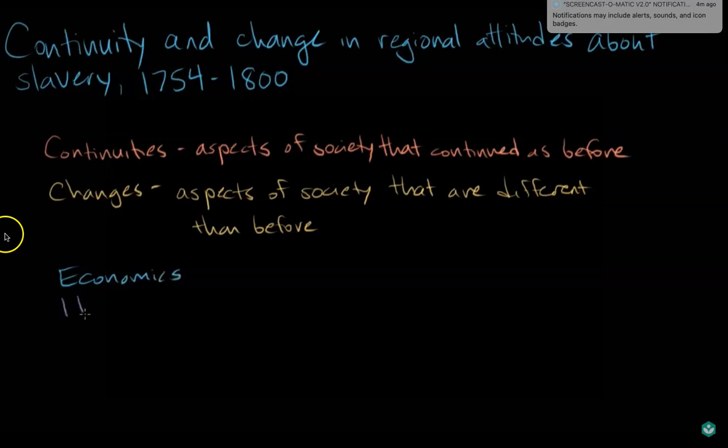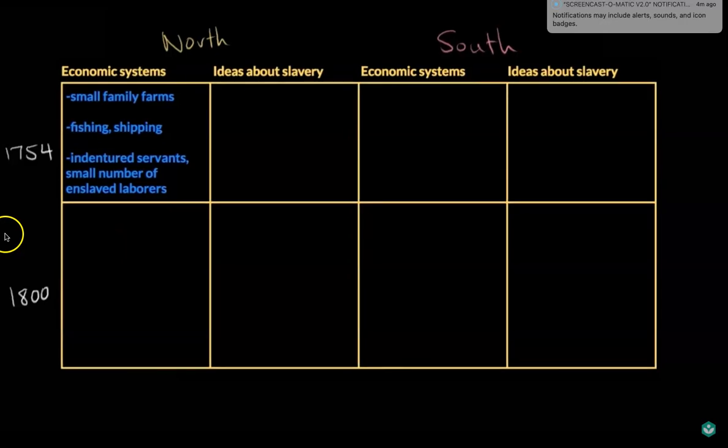Why am I choosing those two? Well, first and foremost, because slavery was an economic practice. It was a source of labor that supported the production of agricultural products. Second, I know that in this time period, the American Revolution introduced radical changes in ideas about liberty and equality, which stand in stark contrast to the institution of slavery. So let's compare the economic systems and ideas about slavery in each of these regions in 1754 and 1800 to see what changed and what stayed the same.